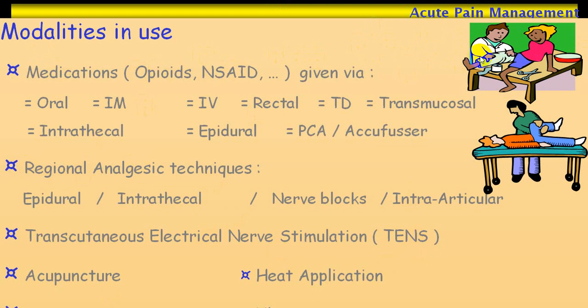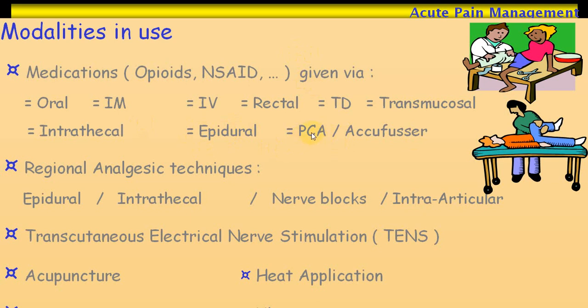For acute pain management, we have a lot of medications like opioids, non-steroidal anti-inflammatory drugs, steroids, etc. And they can be available in the form of oral or parenteral preparations like intramuscular or IV preparations. They may be available in the form of suppositories, transdermal patches, transmucosal applications like gel, or in the form of injections which can be given intrathecal, or intra-articular, or you can use analgesics or anesthetics as an epidural anesthesia.